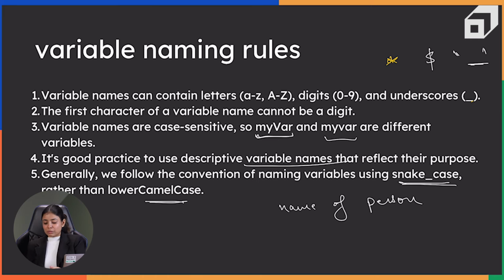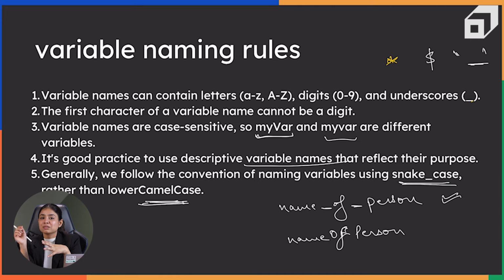So in Python, we follow the naming convention of snake case. What is snake case? In snake case, we basically separate these words out by underscores. So this is the right way of creating a variable in Python rather than lower camel case. What is lower camel case? Lower camel case is basically that, for every word except the first word, the first letter becomes capital. So this is the lower camel case, which is not followed in Python. In Python, we follow the underscore convention.